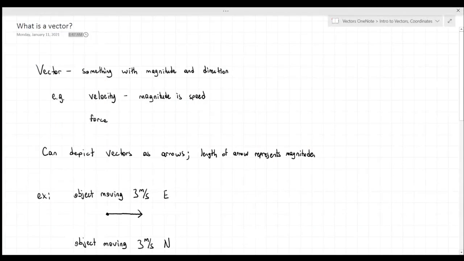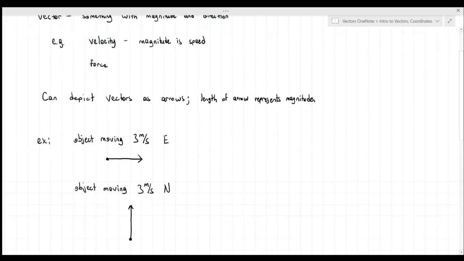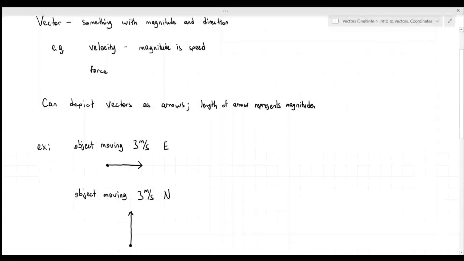If you are moving at 2 meters per second east, that's going to be different from moving, well, here I have an example. If you're moving, say, 3 meters per second east, that's going to be different from moving 3 meters per second north. So the direction is important when you're talking about velocity. And quantities that have both magnitude and direction, those are what we call vectors.